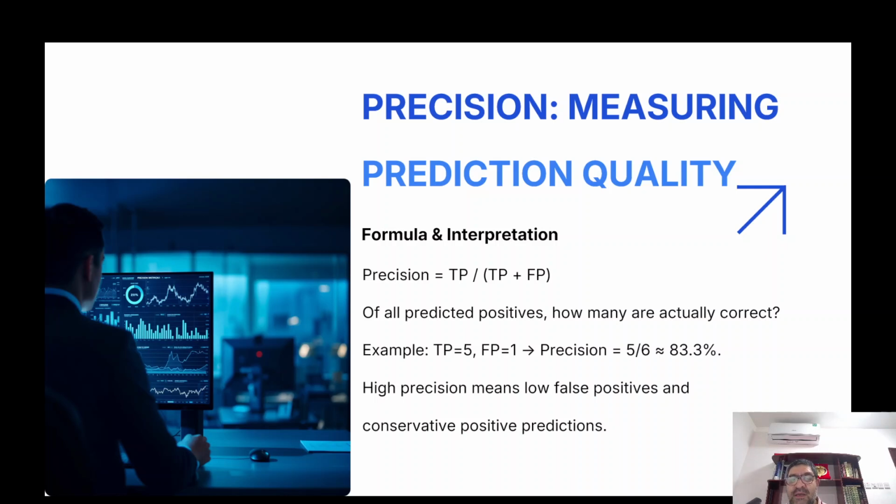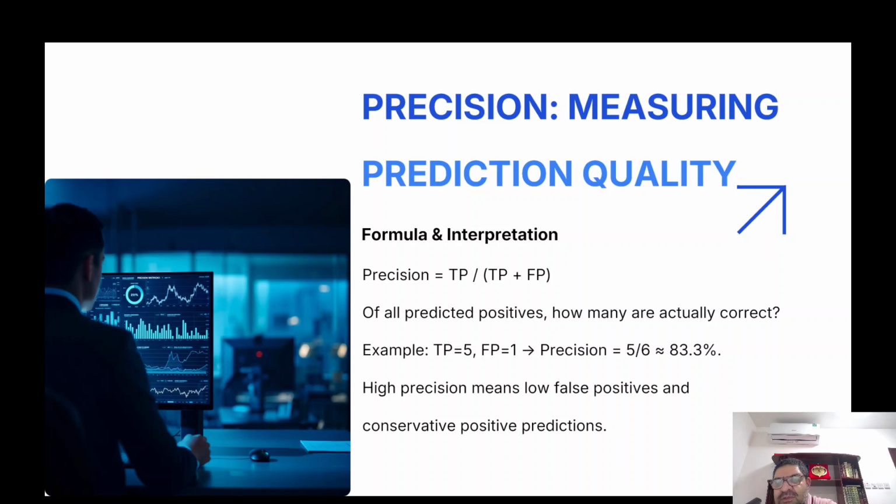So if the precision is equivalent to 1, that means you are having the highest precision quality. That means it is 100% result. And as it decreases, the precision is decreasing. Of all predicted positives, how many are actually correct?